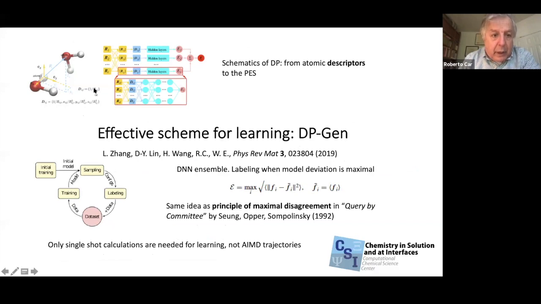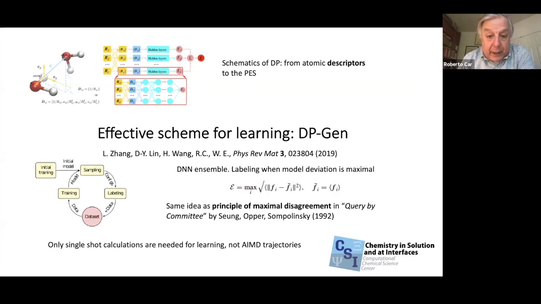What we have to do when we have this network is optimize the amount of ab initio information that we need in order to train the network, because if training the network is as expensive as performing a large number of ab initio calculations, like in an ab initio molecular dynamics simulation, there will be no advantage.